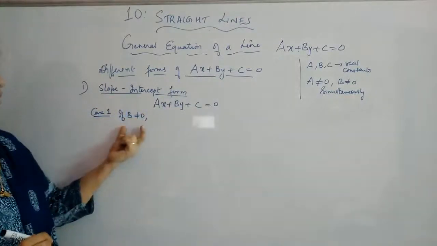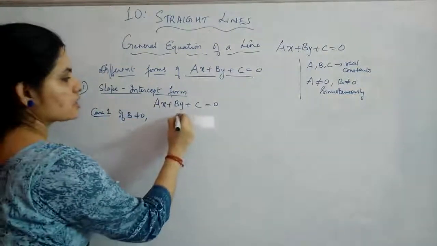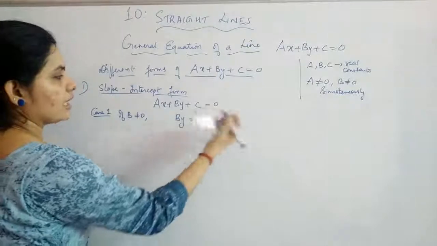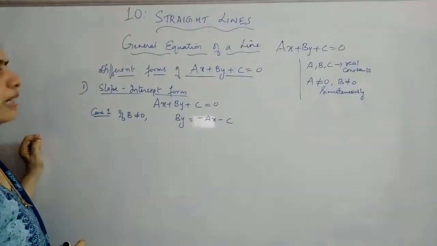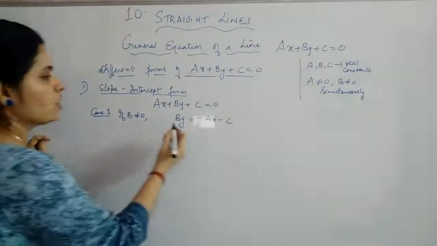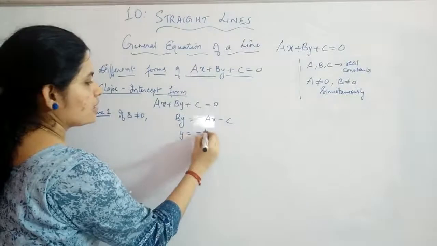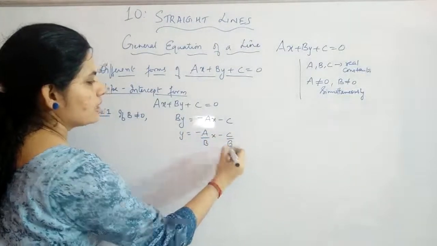If b is not equal to 0, that means division by b is possible. So what we are doing is taking by on the left hand side and the remaining terms to the other side. So this will become by is equal to minus ax minus c. Now we can divide throughout by b since b is not equal to 0. So y is equal to minus a by b into x minus c by b.